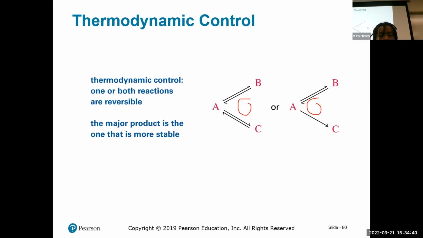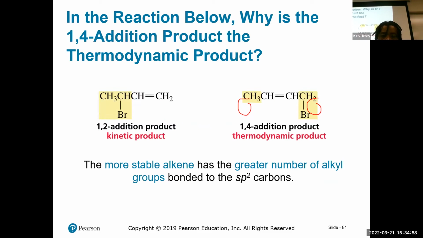So again, when we look at the thermodynamic control, we're going to be looking at stability. Who's the one that's going to be more stable? When we're looking at kinetic control, that's going to be the one that happens fastest, right? Faster reaction. Okay.